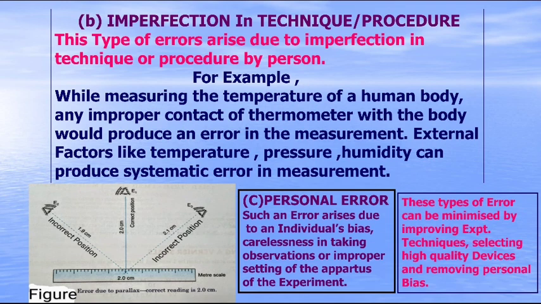So this type of error can be both positive and negative. Such errors can be estimated by taking many observations and then taking their mean or average. So random error can be produced by many different external factors or internal factors.